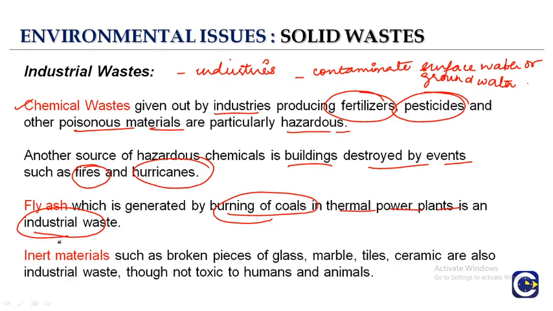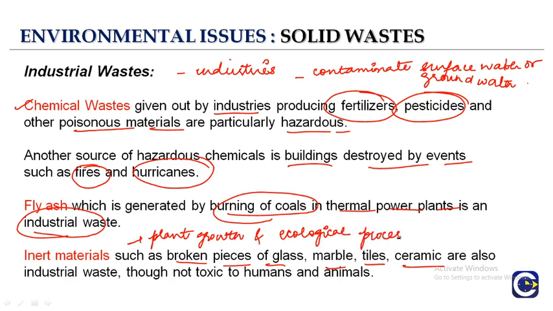There are some inert materials also, right? So inert materials like the broken pieces of glass, marble, tile, ceramics are also waste, but they're not very toxic to humans and animals, right? So these wastes interfere with the plant growth. They interfere with the plant growth and ecological processes. So that is enriching the topsoil. So there are various types of industrial wastes.